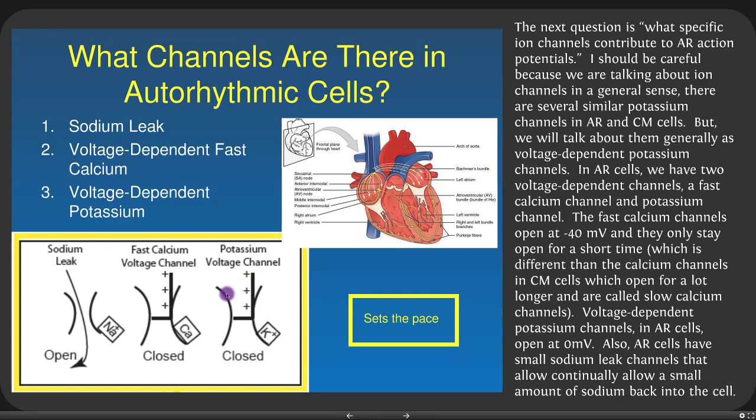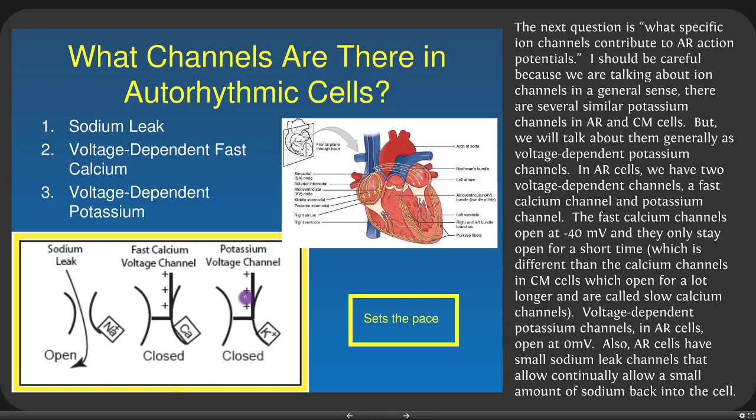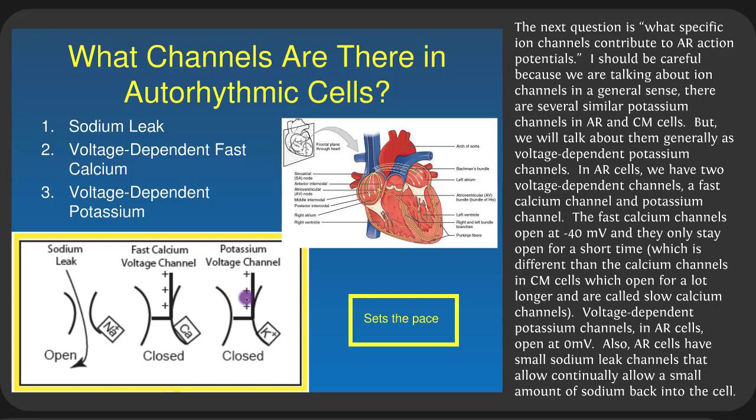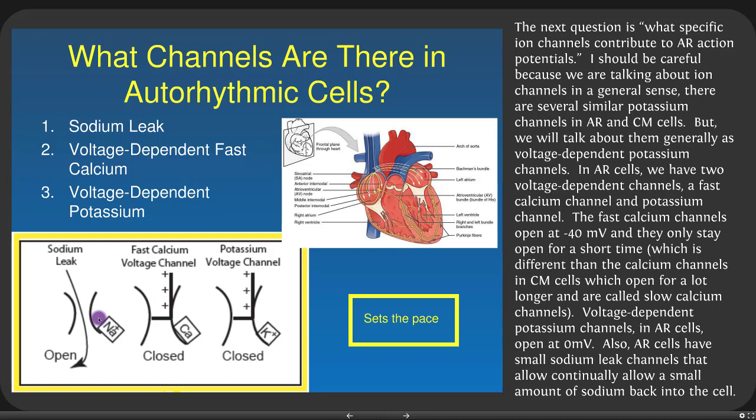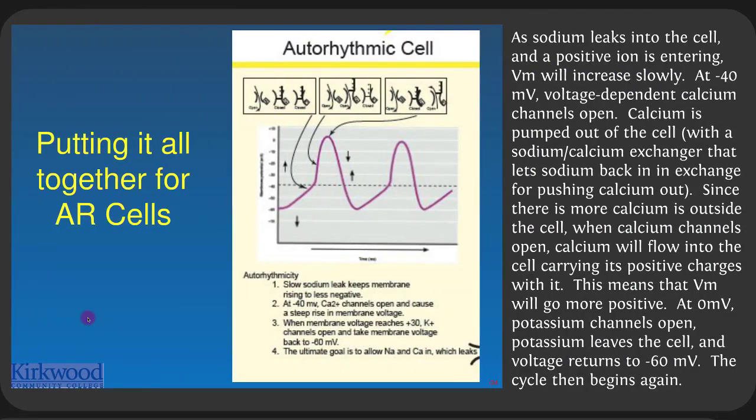Fast calcium channels open at negative 40 millivolts, and they only stay open for a short period of time, which is different than the calcium channels in CM cells, which were called slow because they stay open for a long time. Voltage-dependent potassium channels in AR cells open at around 0 millivolts. Also, AR cells have small sodium leak channels that always allow sodium to leak into the cell, and it's going to cause a constant slow depolarization of the cells. So 3 types of channels in AR action potentials.